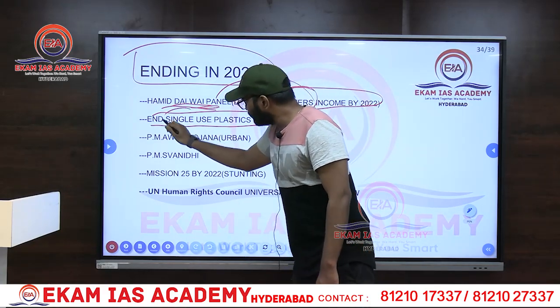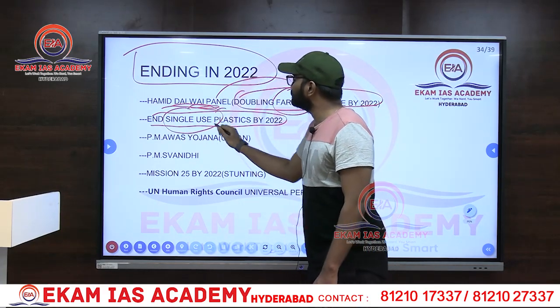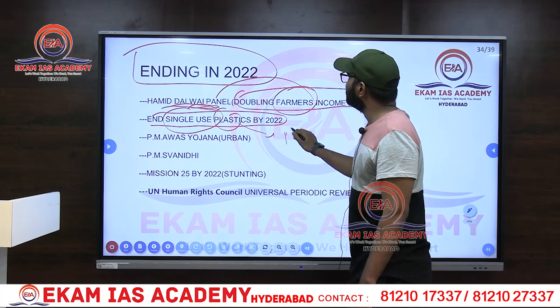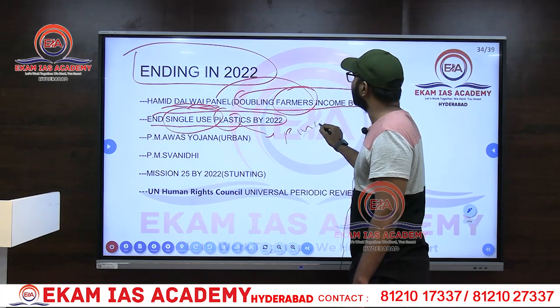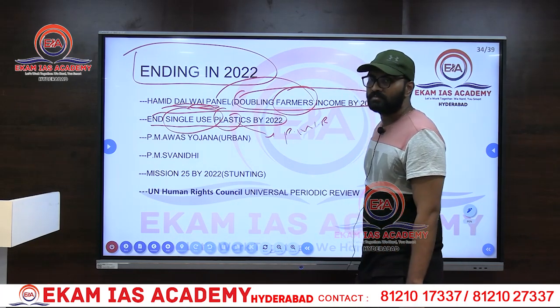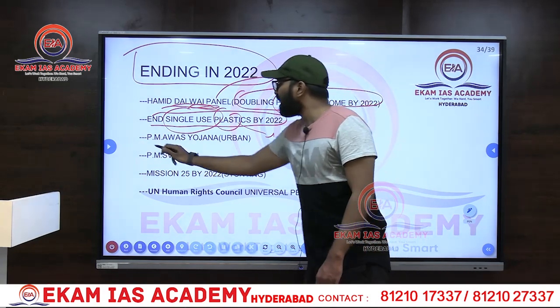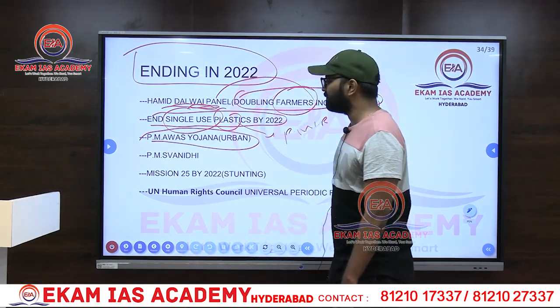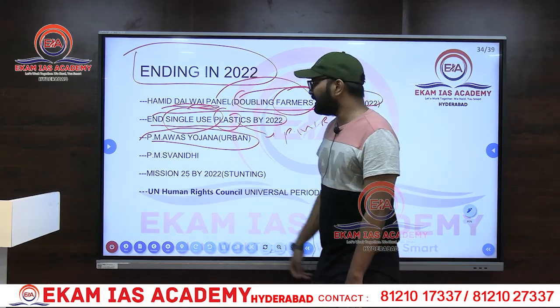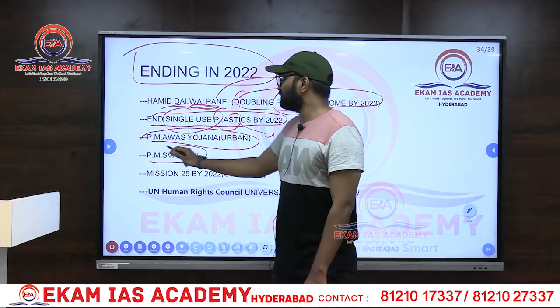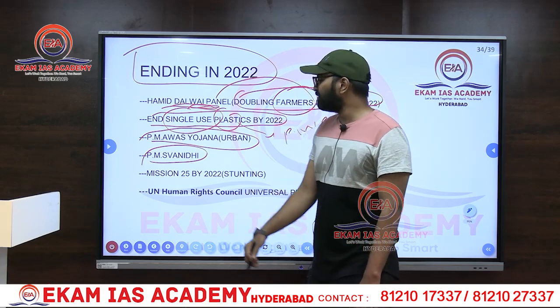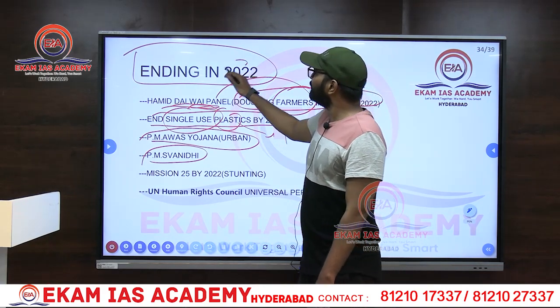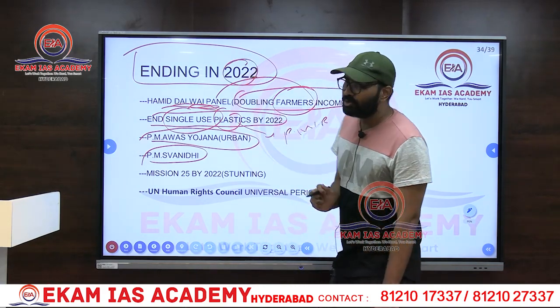Next one, end of single-use plastics by 2022. So see, what are the single-use plastics? So just read this, plastic waste rules are there. Just go through this thing. Next one, PM Awas Yojana Urban. It's a centrally sponsored scheme. Got it? Next one, PM Swanidhi. It's for whom? Street vendors. So these are ending in 2022. So there may be huge chance.